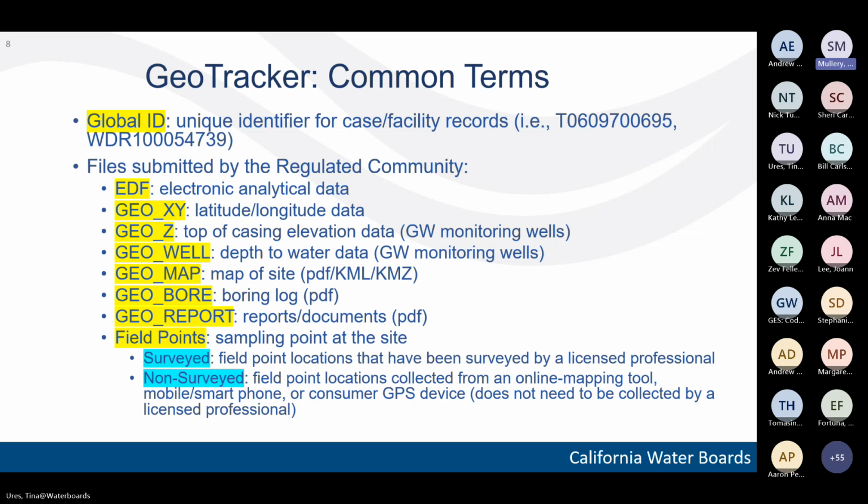And so, since those other classifications are not required by our regulations, we did create a new feature to add in non-surveyed lat-long coordinates into GeoTracker. And I'll go into that a little bit in the demo later in this webinar. But just know that this non-surveyed is just a field point location that can be collected by an online mapping tool, could be a smartphone, a consumer GPS device, et cetera, and doesn't have to be surveyed by a licensed professional.